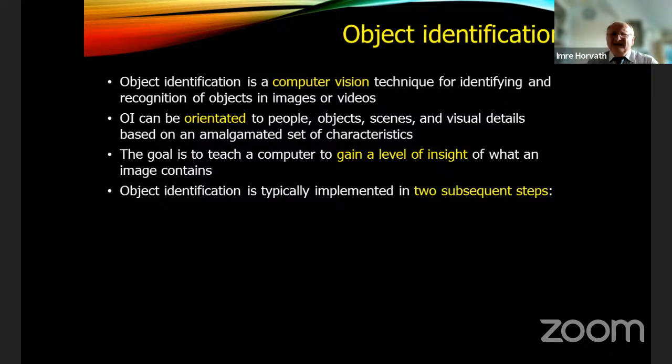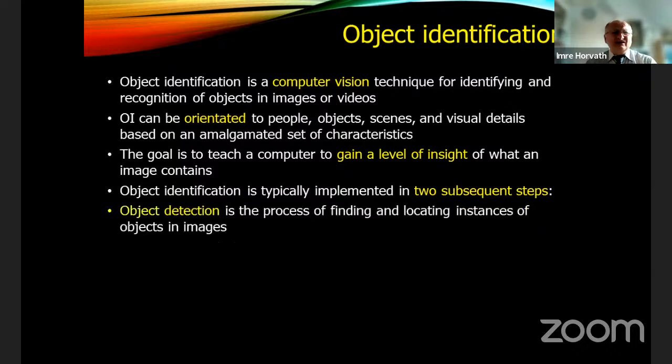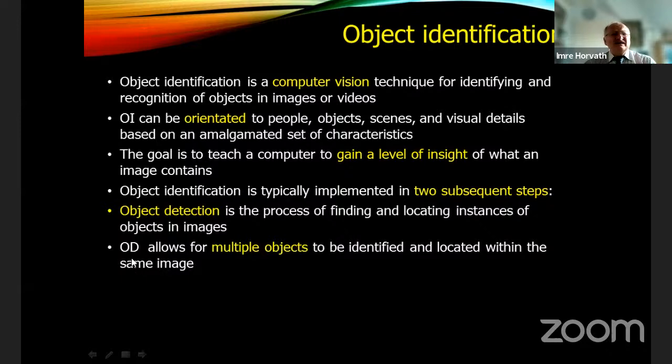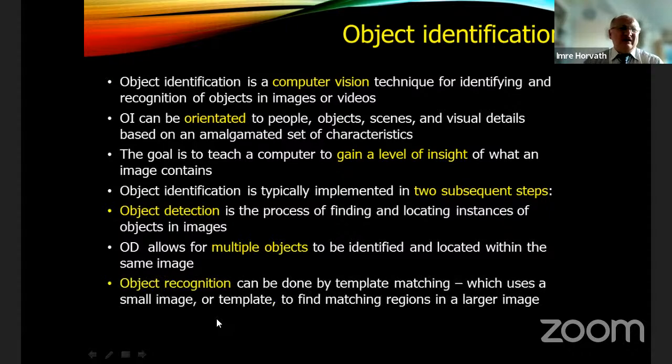Object identification is typically implemented in two subsequent steps. The first one is object detection, to detect if something is really located in the image. And this is the object detection, which is defined as the process of finding and locating instances of objects in images. And then object detection allows for multiple objects to be identified and located within the same image. So object detection doesn't restrict it to one single object. It can be even an ensemble of objects together.